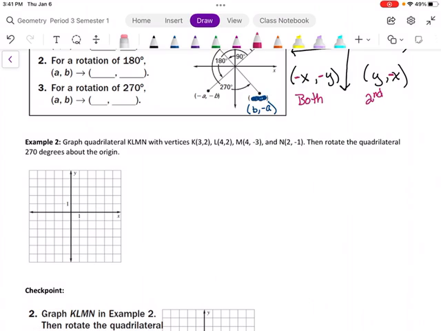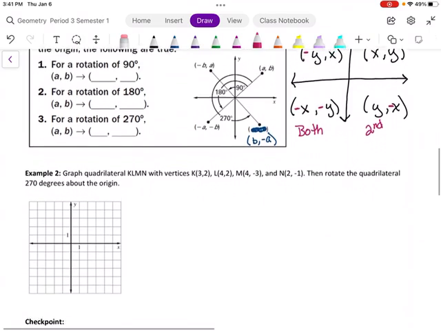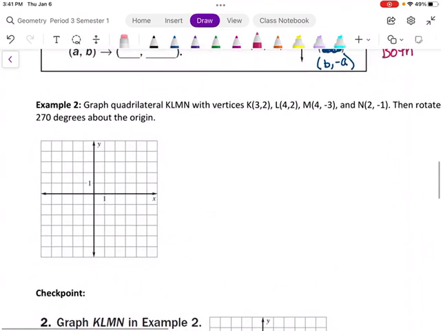So let's use this in an example. We're going to graph the quadrilateral KLMN with the vertices given. Then we're going to rotate it 270 degrees about the origin. So let's start by plotting these points. We have K at 3, 2, L at 4, 2, and then we have M at 4, negative 3, and N at 2, negative 1.